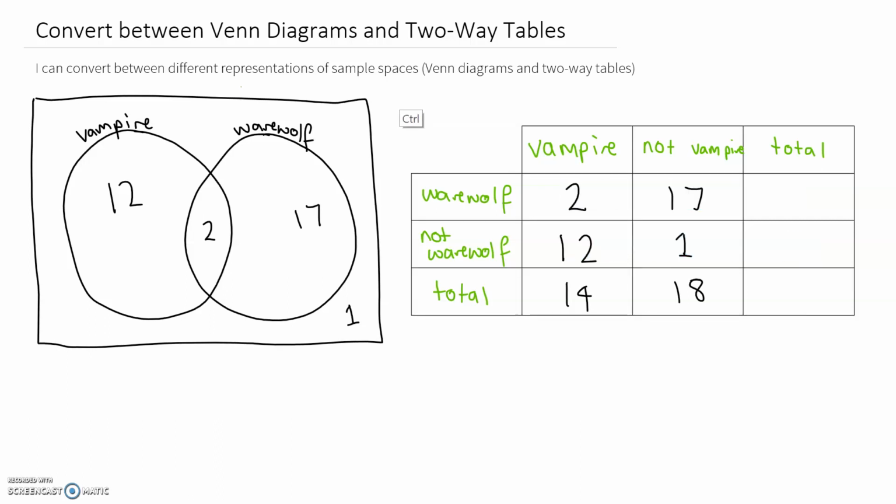And then we're going to double check that our numbers are right and that Miss Beeching can add. So 2 plus 17, that's 19. 12 plus 1, that's 13. So both these two should add up to this number, and these two should also add up to that number. So if we go 14 plus 18, what do we get? 32. And if we think about 19 plus 13, that also equals 32. So hooray, we have a working two-way table.